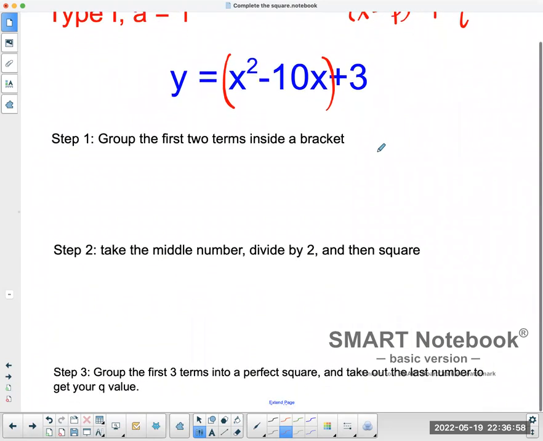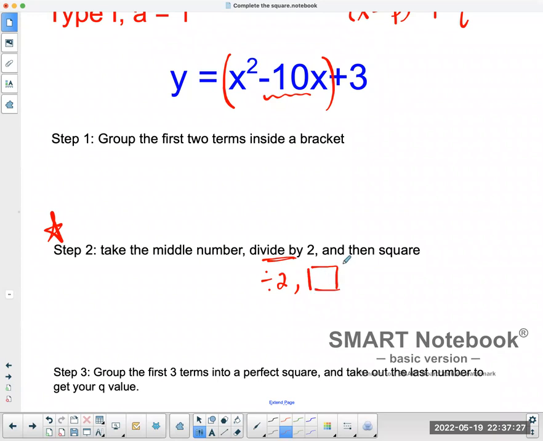Simple and fast. Now, here's the key step of the process, the second step. You're going to take the middle number, the one that's beside the x. You see a negative 10. You're going to take that number and divide by 2. So negative 10 divided by 2 is negative 5. And then you're going to square that number. So negative 5 squared is 25.